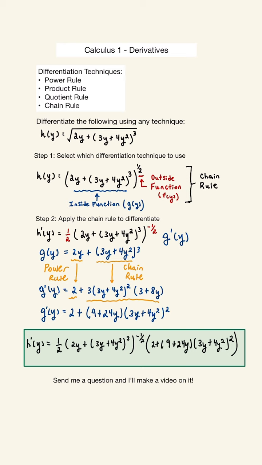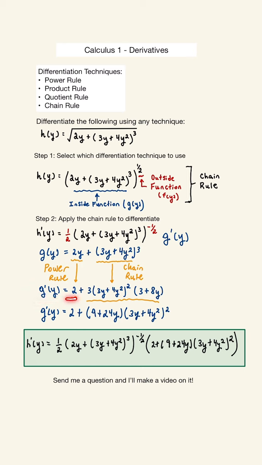And so when we look at this inside function g of y, this 2y plus 3y plus 4y squared, all of that cubed, we know that we can go ahead and use the power rule to differentiate this. But when we look at this portion of our function, we know that we're going to have to use the chain rule again. And the reason for that is because we have this cubed power and we have a function that's contained within it.